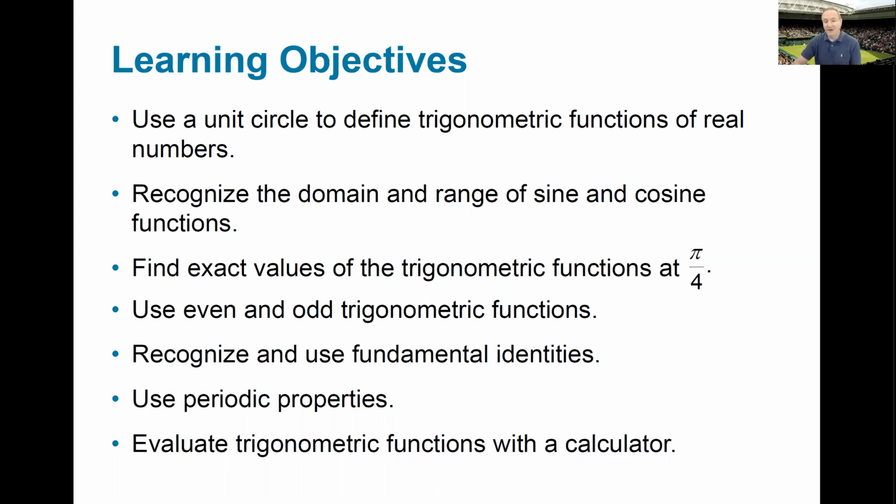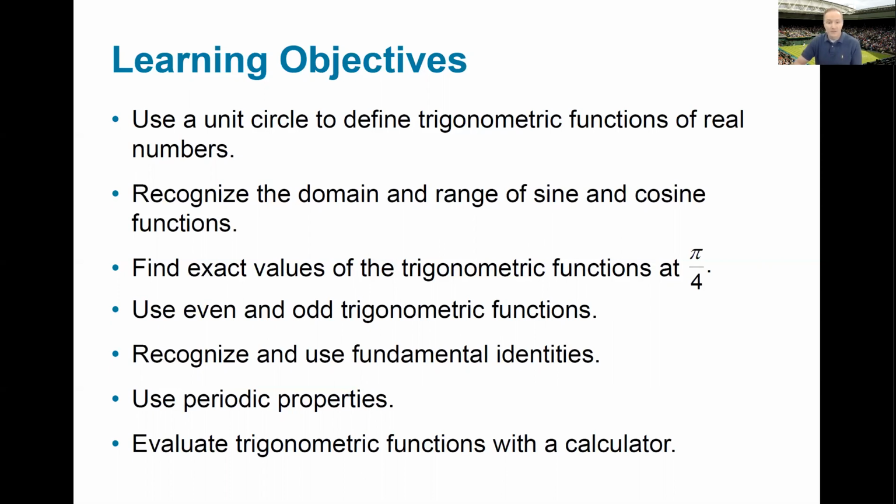Recognize the domain and range of sine and cosine. Sine's just the y component on the unit circle, and cosine's just the x component on the unit circle. So they both have a domain and range. They both have a range of -1 to 1. They're going to have an infinite domain, and we'll talk about why.